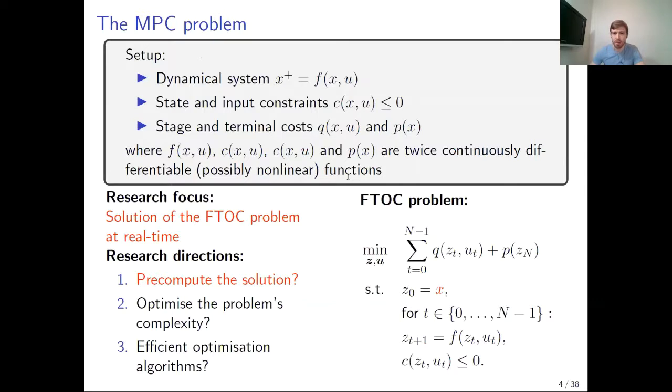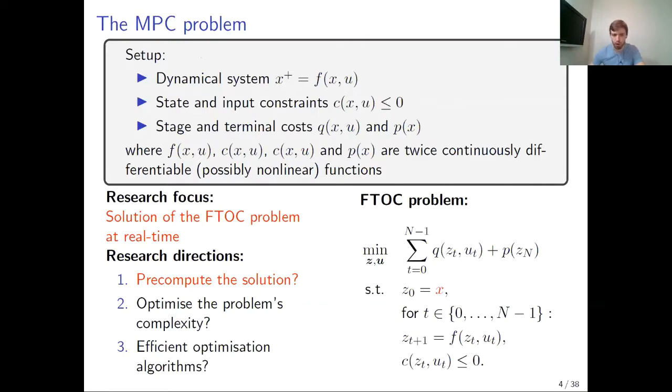So the MPC problem, let's fix the setup. We have a dynamical system, which is given by the following difference equation. We have state and input constraints. We have stage and terminal costs. And let's say all these functions are twice continuously differentiable and nonlinear.